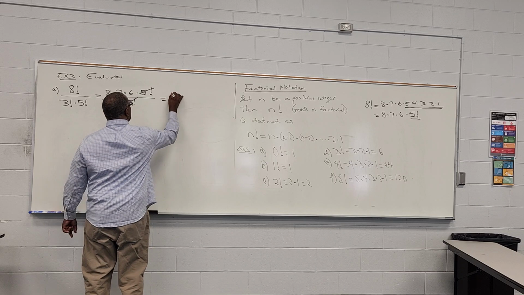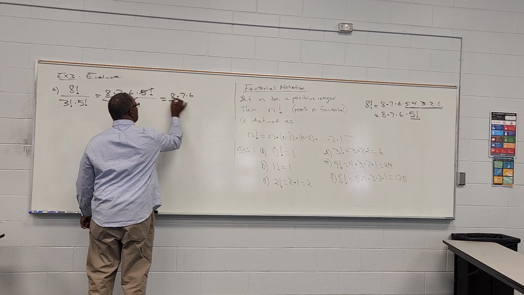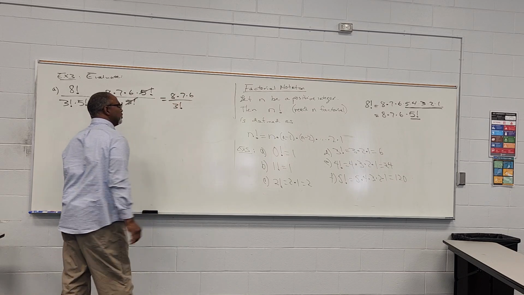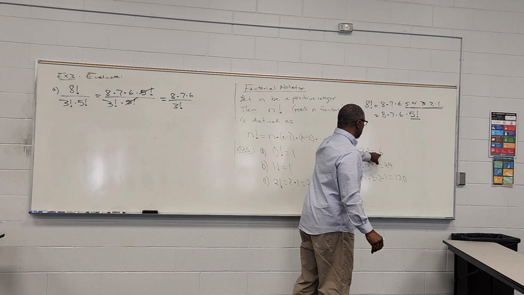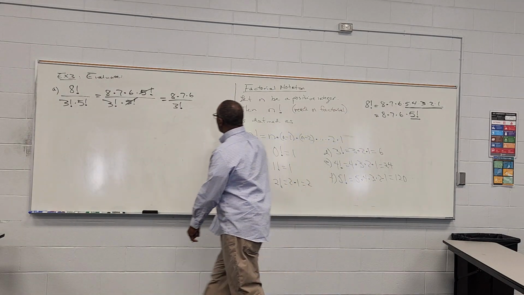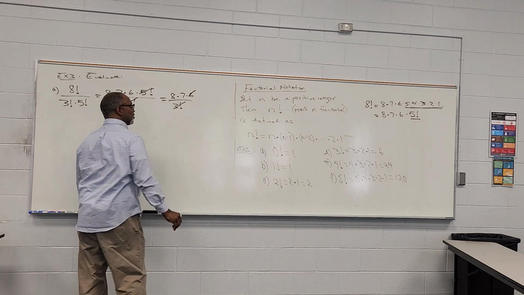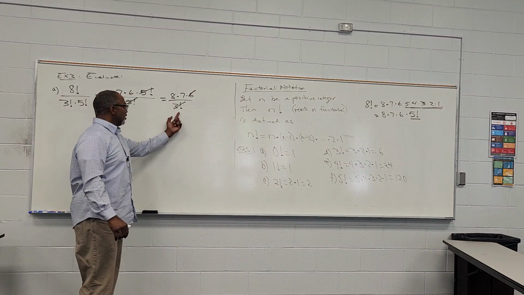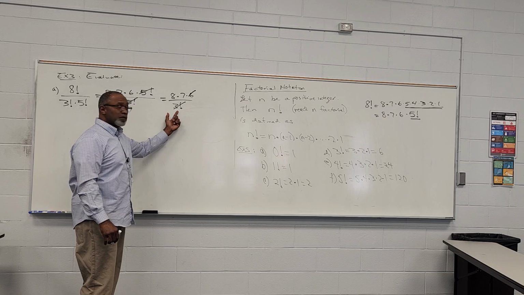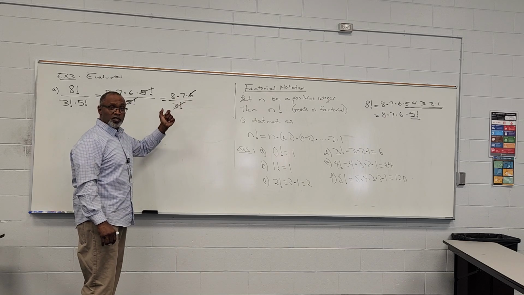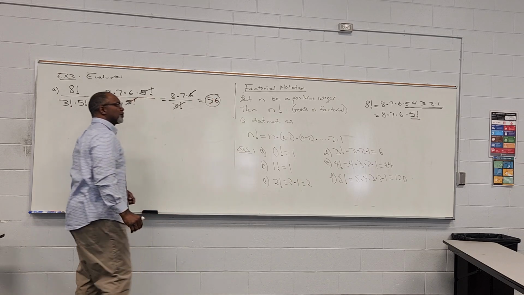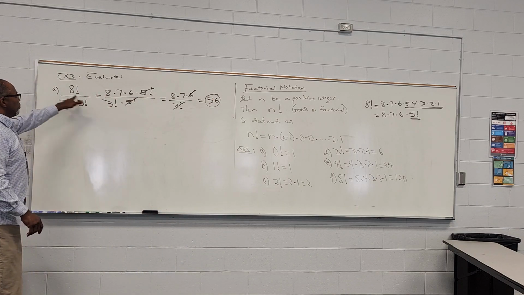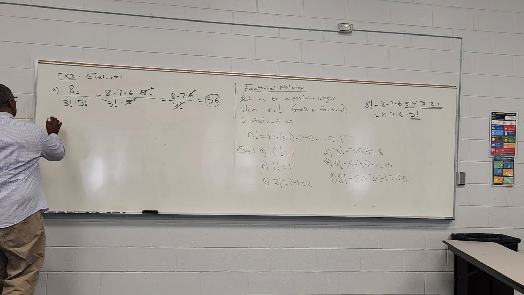So now we've got 8 times 7 times 6 over 3 factorial. But we've done 3 factorial. 3 factorial is 3 times 2, or just 6. So 6 in the top will cancel with 6 in the bottom. All I got left is 8 times 7, which is 56. So this expression is 56.